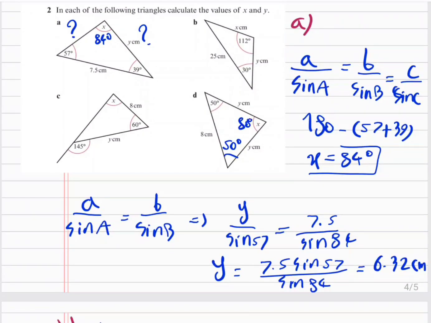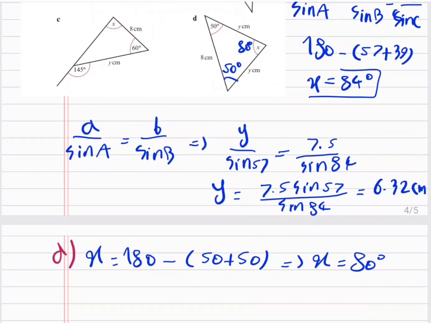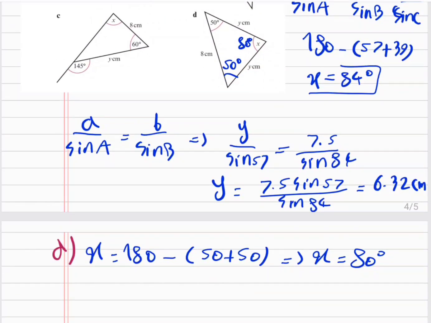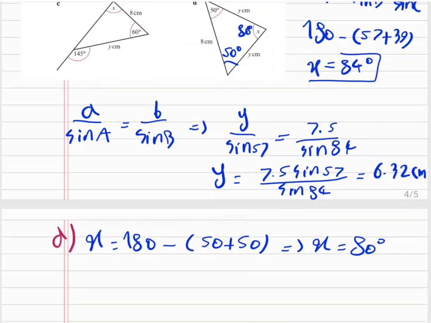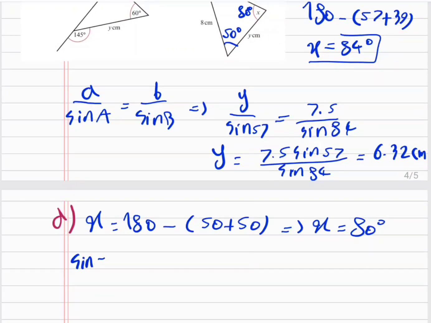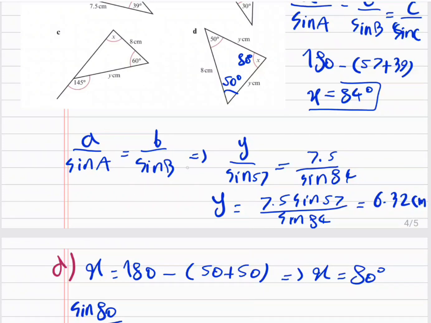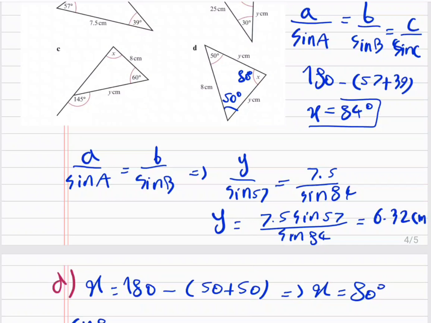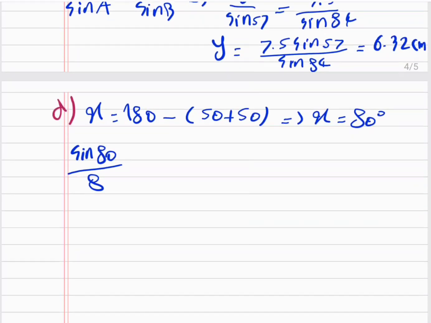Right, so now that we have x, then we can simply form two equal fractions. So the first fraction is sine 80 over 8. Remember that this is the formula that we use for the sine rule, and this is in general. So again, we just need two pairs of these fractions. Well, in this case, we have sine 80 over 8, and the next one could be just, let's say, sine 50 over y.